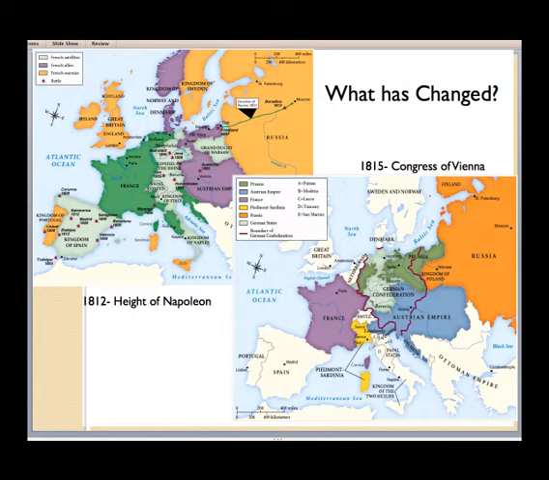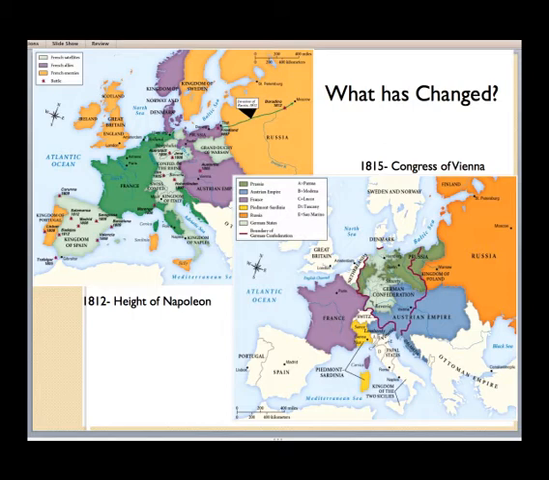Austria will take back some provinces. Prussia is given territories on the Rhine. They're known as the Sentinel on the Rhine. The Kingdom of the Two Sicilies is given back to the Bourbons. Legitimacy, which we talked about before, is putting different people back on the throne. But there are a lot of changes.